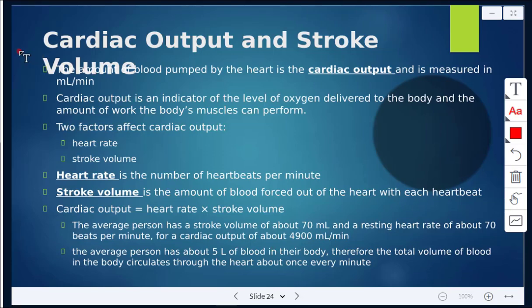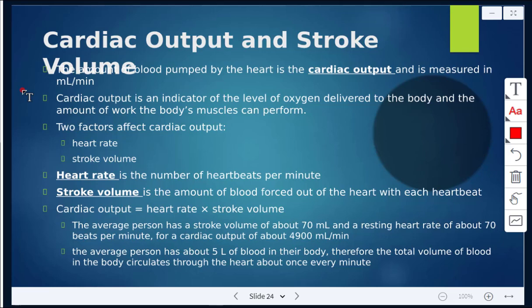All right, cardiac output and stroke volume. The amount of blood pumped by the heart is called the cardiac output, and it's measured in milliliters per minute. The cardiac output is an indicator of the level of oxygen that's delivered to the body and the amount of work the body's muscles can perform.